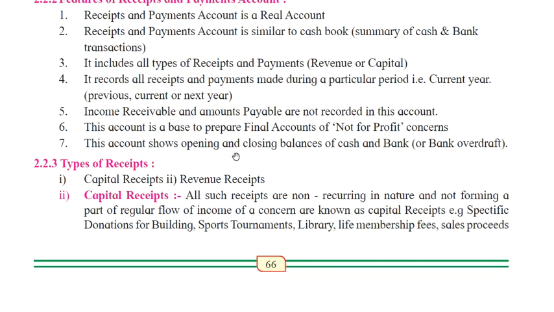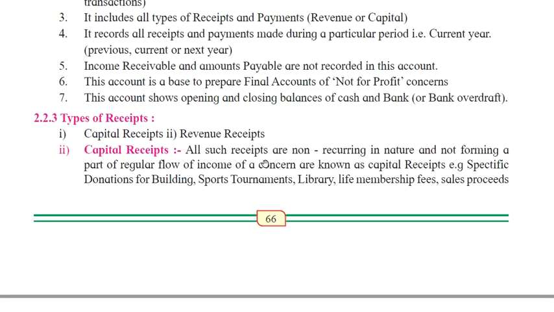Now, the types of receipts: capital receipts and revenue receipts. First, we'll see the definition of capital receipts. All such receipts that are non-recurring in nature and do not form a part of the regular flow of income of a concern are known as capital receipts.